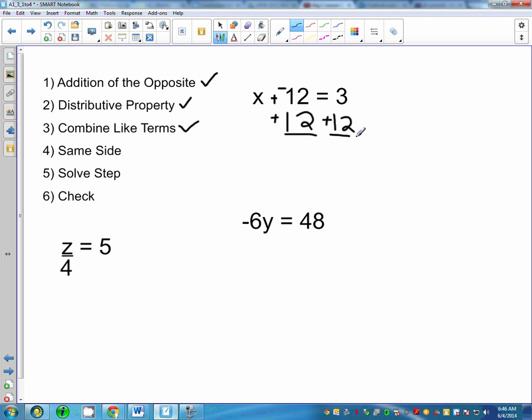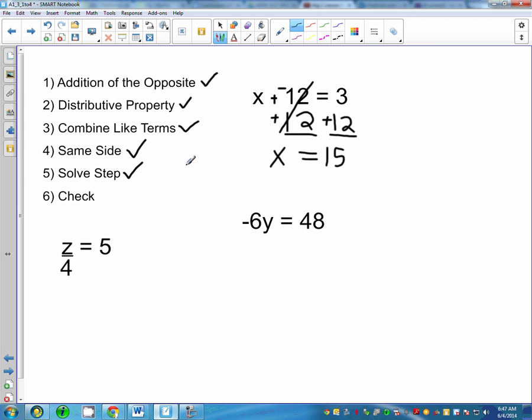On the left, adding the positive 12 cancels it out. And on the right, I'm left with 15. And that takes care of the same side step. Now for the solve step, I don't have anything in front of the x, so there's nothing to divide or multiply. I simply have a solution of x equals 15.